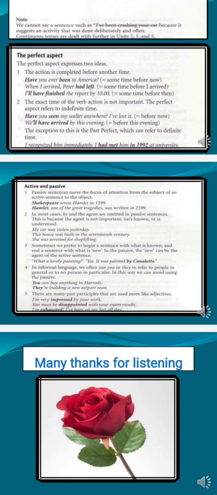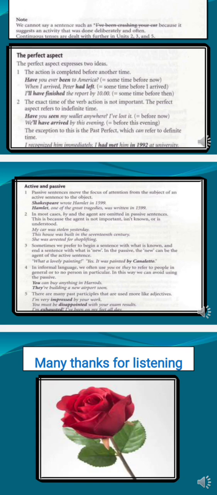For example, "My car was stolen yesterday." "This house was built in the 17th century." "She was arrested for shoplifting." 3. Sometimes we prefer to begin a sentence with what is known and end a sentence with what is new. In passive, the new can be the agent of the active sentence. For example, "What a lovely painting." "Yes, it was painted by Canaletto."